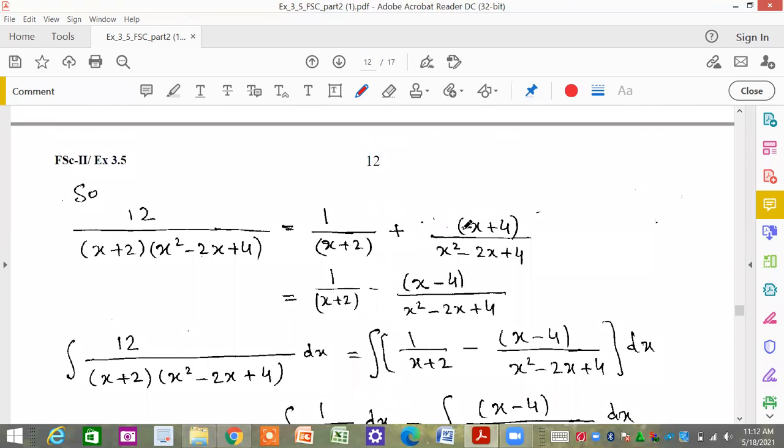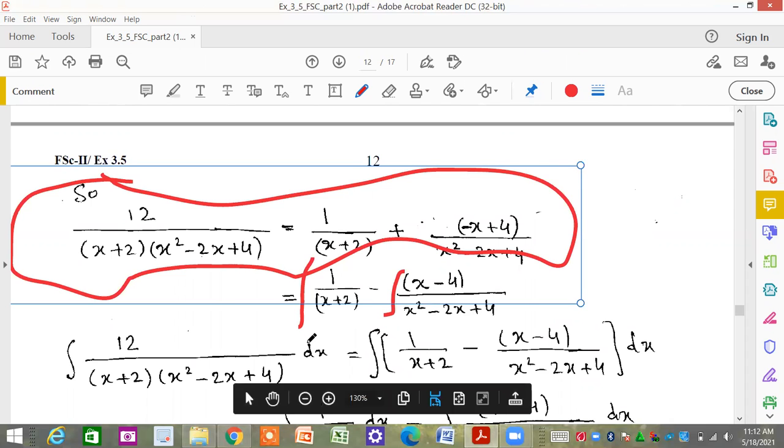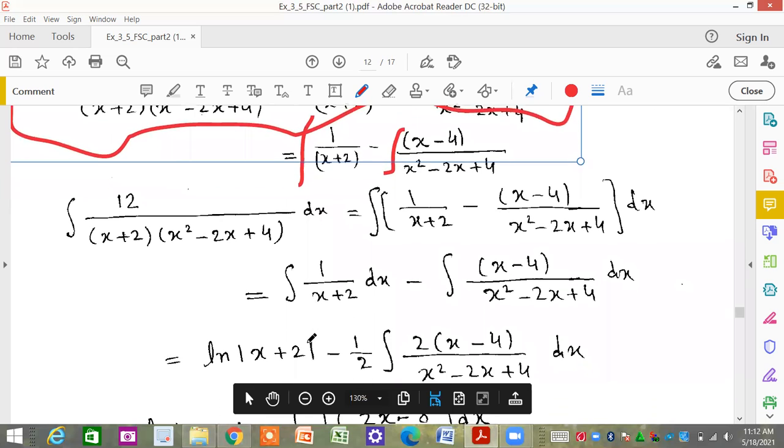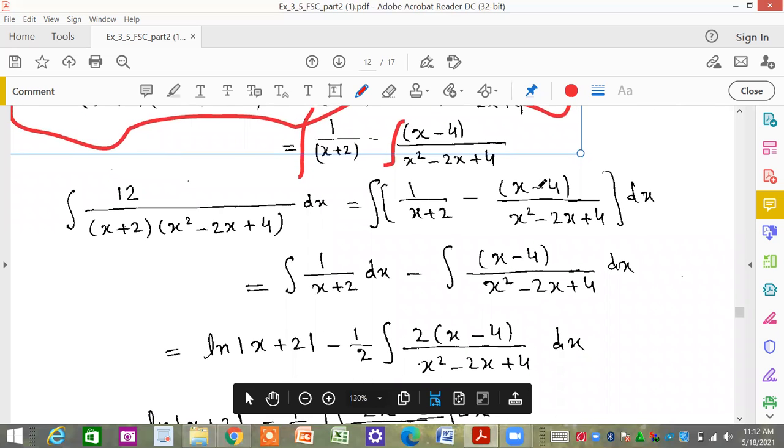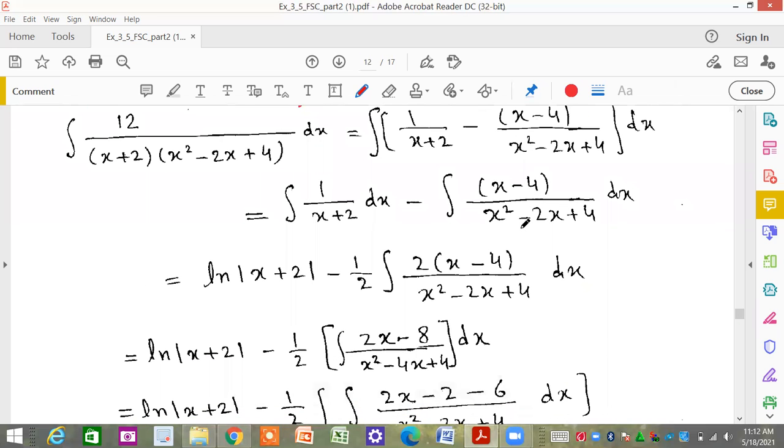After the solution of b and c, our final question will be reduced to this form, so here we will apply integration, and here we will also apply integration. This will be equal to log natural x plus 2, and similarly, how will we solve this expression? This expression can be simply solved with x square minus 2x plus 4 in the denominator.